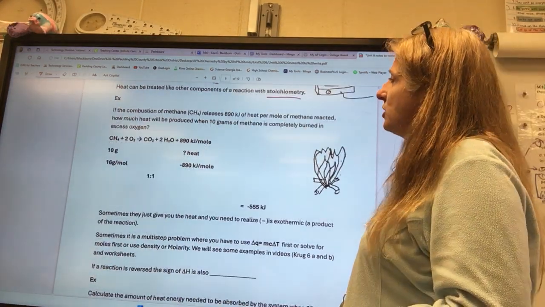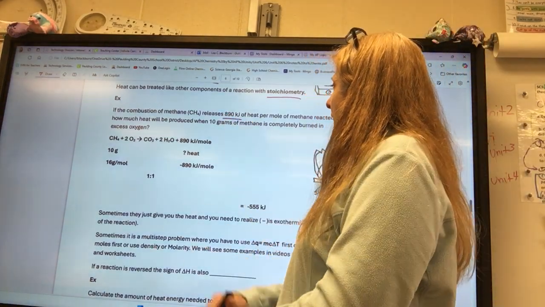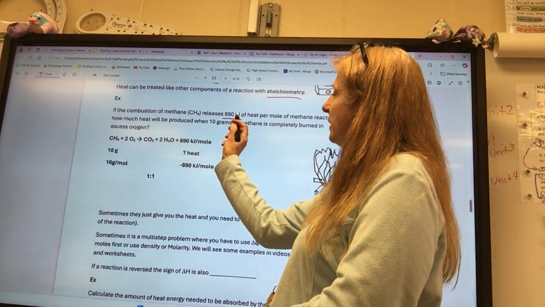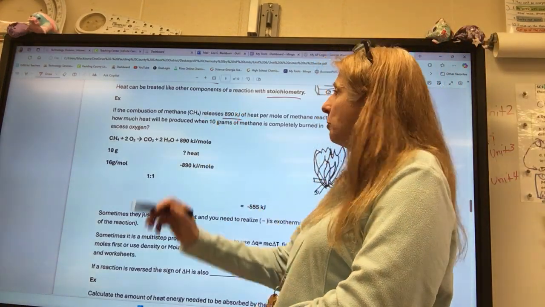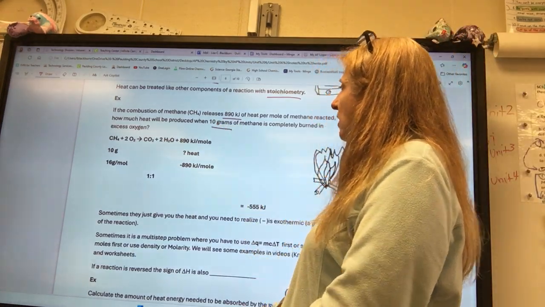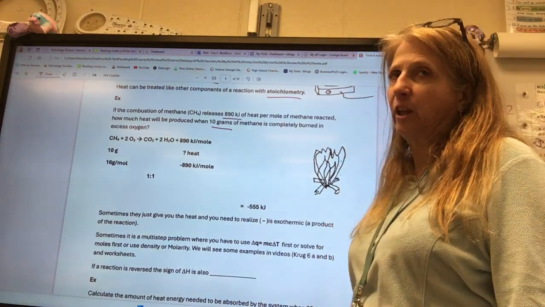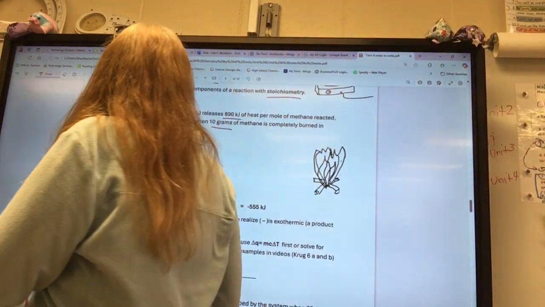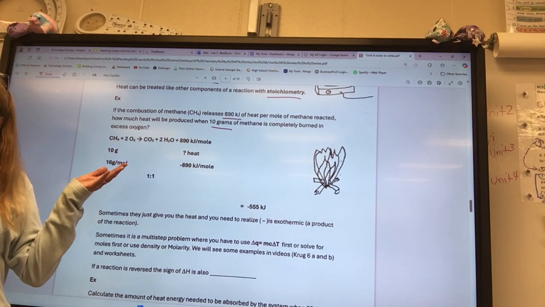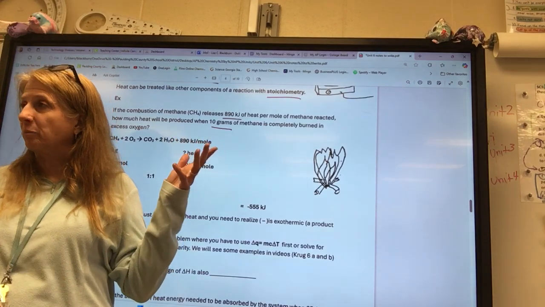The combustion of methane, CH4, releases a certain amount of heat per mole of methane reacted. If it releases it, we know that it's exothermic, it's in the products. How much heat will be produced when 10 grams of methane, that's what I know, is completely burned in excess oxygen? That means oxygen is not important. So I do this like a regular stoichiometry problem. I know some of y'all didn't have me for honors, but this is the method I think is the best way to do stoichiometry.